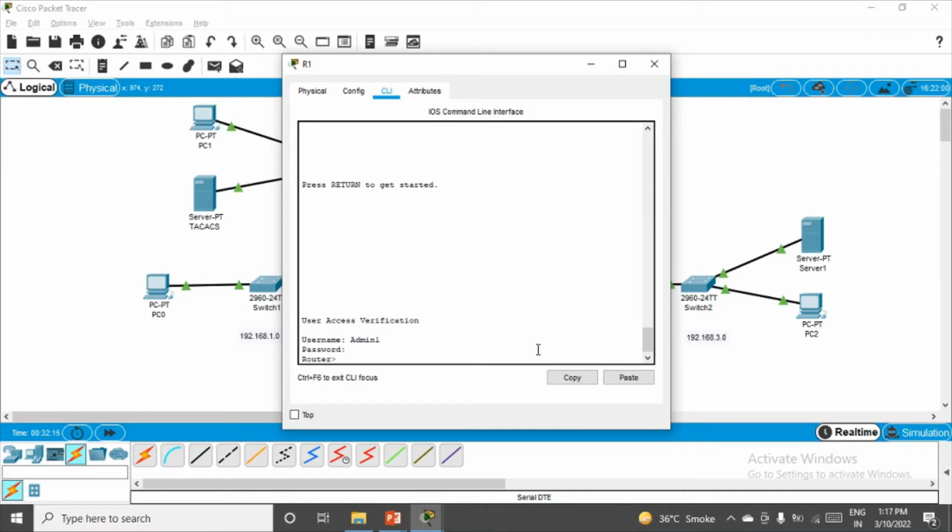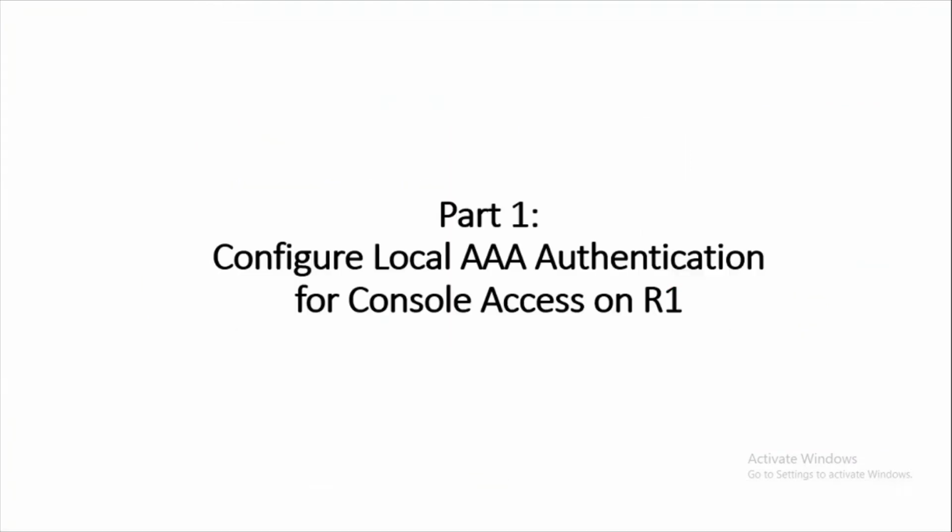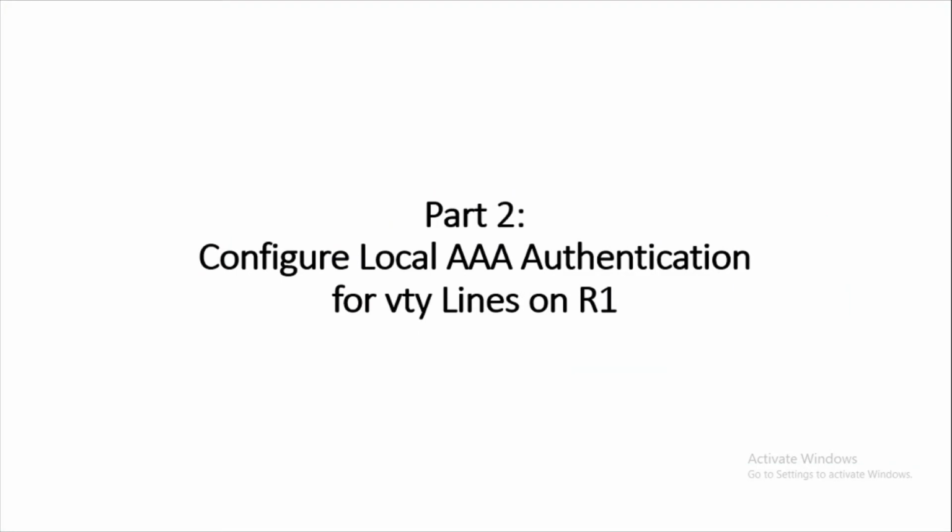So this is how part 1 of practical number 2 can be done, that is configuring local AAA authentication for console access on R1. In the next part, let me just show you the title also for that part. That is part 2 now. We'll be configuring local AAA authentication for VTY lines on R1, that is virtual terminal lines on R1.